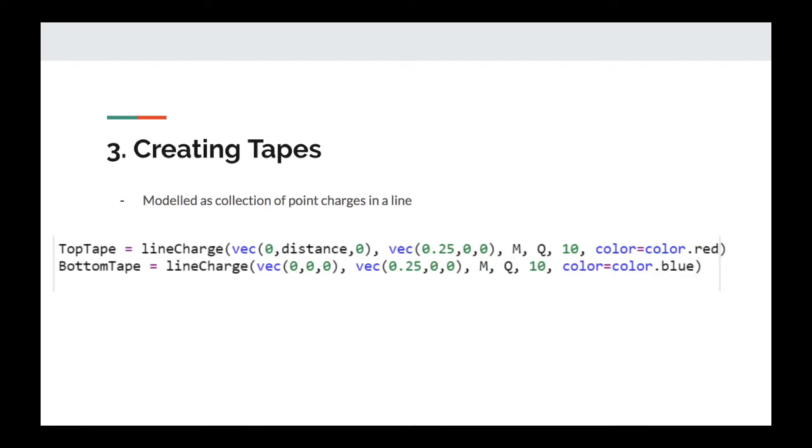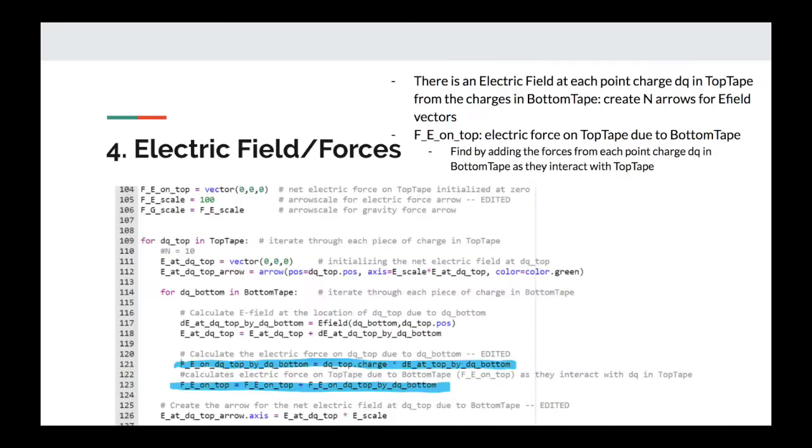This would allow us to model the tapes as a collection of point charges in a line, as shown through the code for the top tape and the bottom tape. Next, we had to model the electric field and forces through arrow vectors. There's an electric field at each point charge, dq, in the top tape from the charges in the bottom tape. Therefore, we need to create n arrows for these E-field vectors. This is represented through the code that is highlighted in blue on the screen.